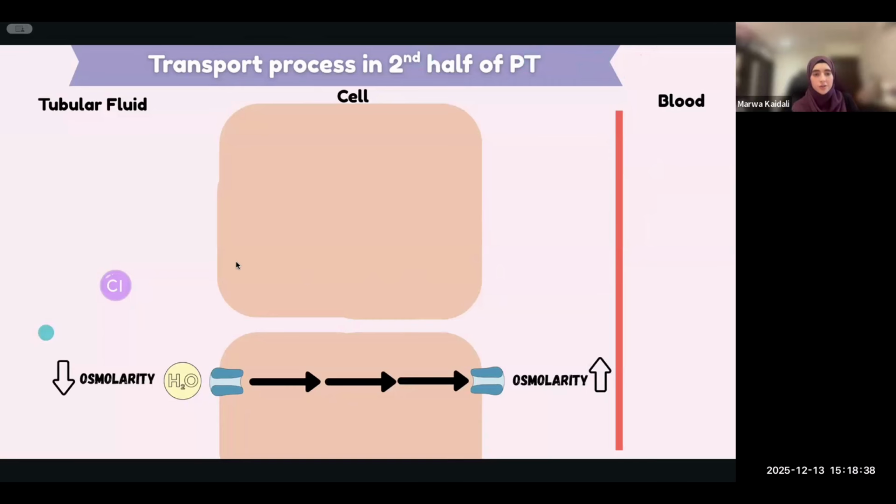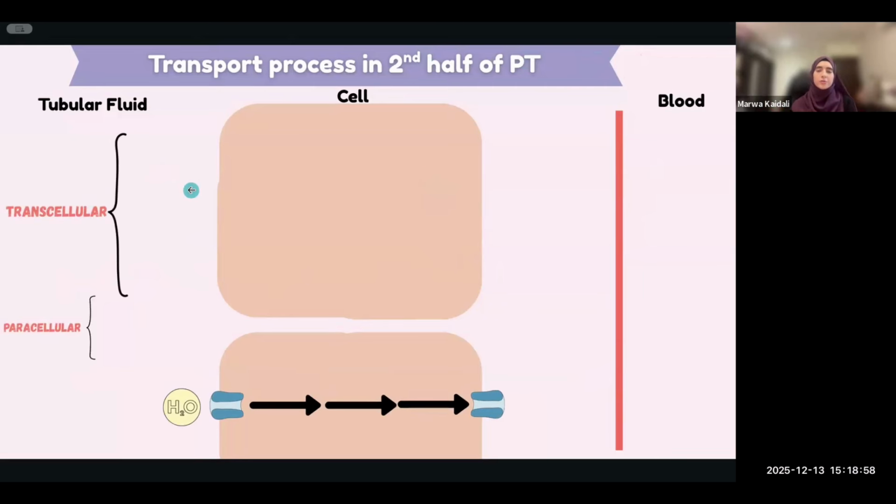Okay, so the chloride concentration is actually going to be very, very high. This is why this is going to act as the driving force for chloride reabsorption. So when you think of the second half of the proximal tubule, just think of sodium chloride reabsorption. We're going to want to reabsorb as much chloride as possible, okay? And sodium and chloride together. So how does this happen?